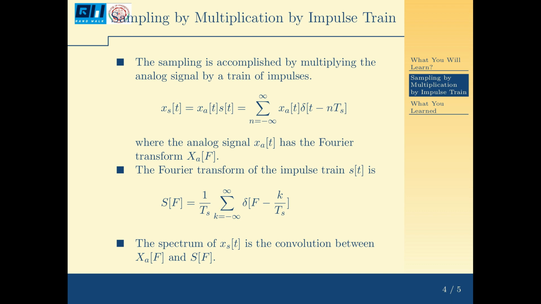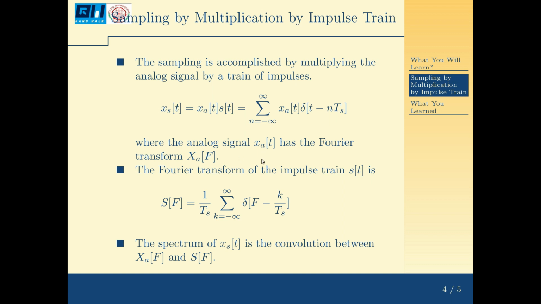The sampling is accomplished by multiplying the analog signal xa(t) by a train of impulses s(t). That is, the sampled signal xs(t) is equal to xa(t), this is your analog signal or continuous time signal to be sampled, times s(t), a sequence of impulses. So this is nothing but a summation from minus infinity to infinity of xa(t) δ(t − nTs), because s(t) is a sequence of impulses that can be written as the sum over n from minus infinity to infinity of δ(t − nTs). Ts is your sampling interval, which is 1/fs.